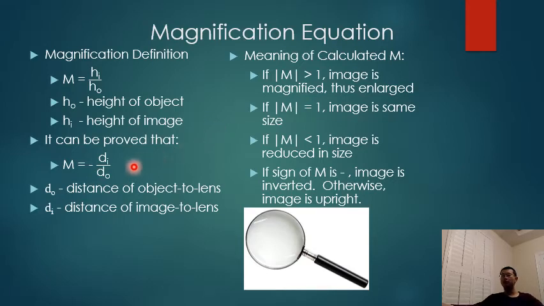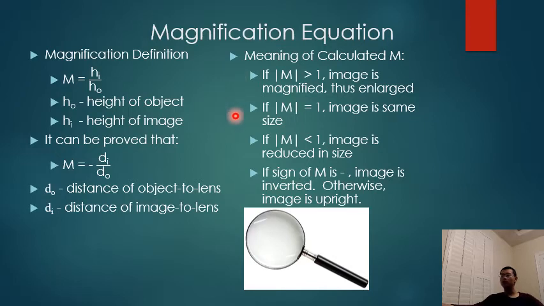It can be proved that m equals minus di divided by do, where do is the distance of object to lens, and di is the distance of image to lens. If the magnitude of m is larger than 1, the image is magnified, thus enlarged.